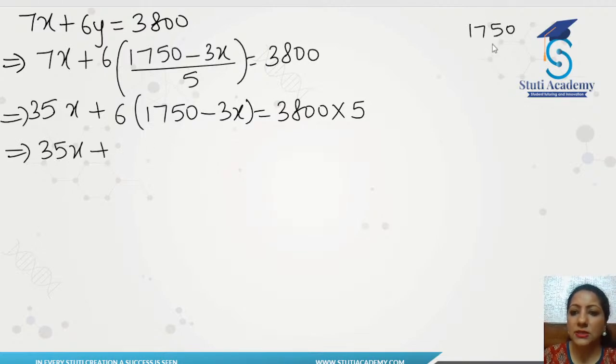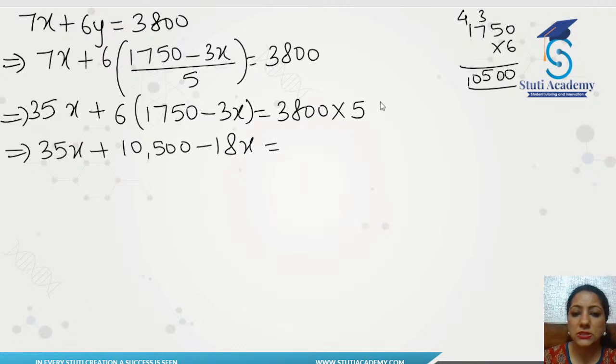1,750 multiplied by 6, we'll get 10,500. And this 6 times minus 3x will give us minus 18x. Now 3,800 times 5. Let's see how much is this. 3,800 times 5 is going to give us 19,000.